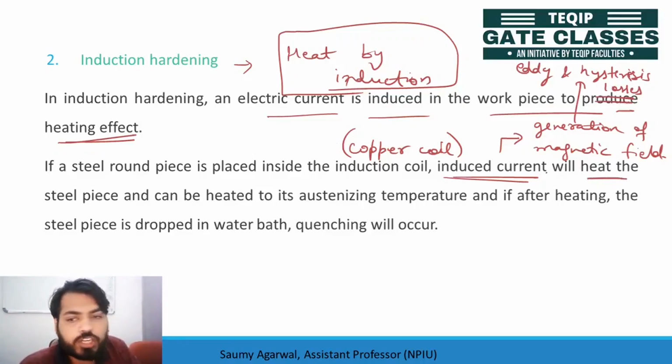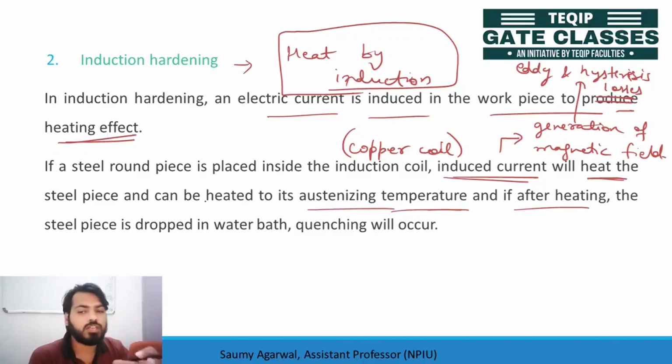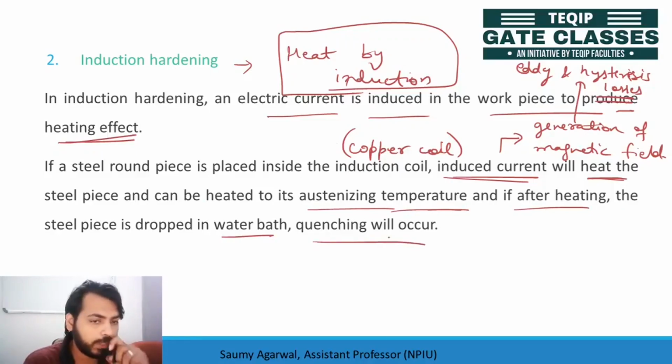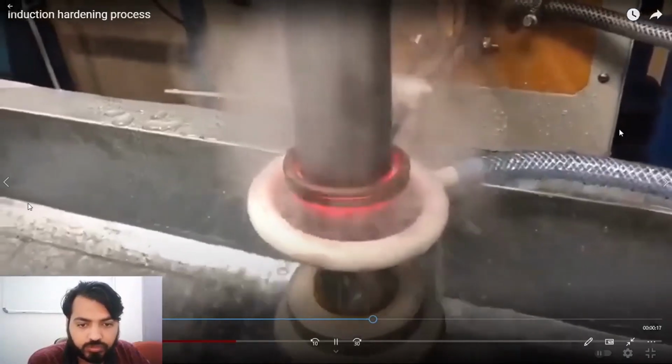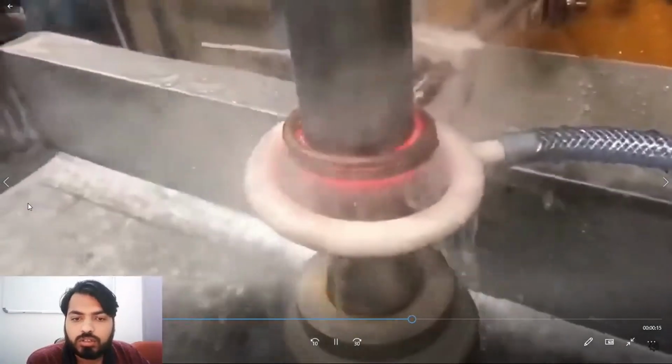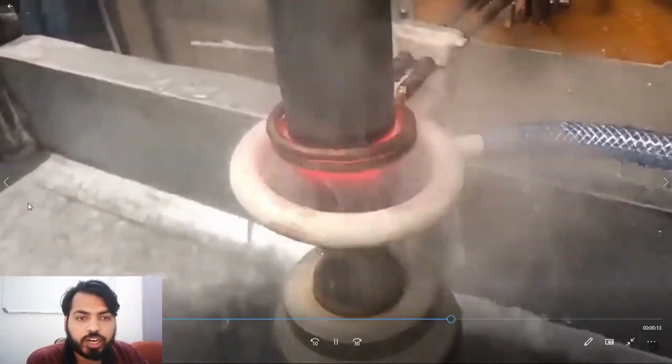With this heat, you have to heat the steel above the austenitizing temperature. Then after the heating, you place the steel piece into the water bath and do the quenching. I'll show a small video that I have downloaded. Just let me show you. You can see this kind of induction hardening taking place.